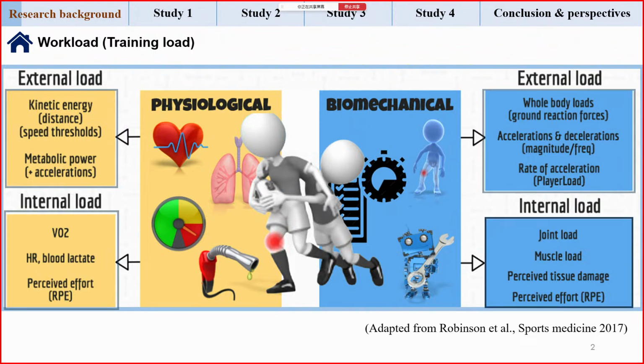And from a biomechanical perspective, external load includes whole body loads, like ground reaction forces measured by the force plate, and acceleration, deceleration characteristics, and player load. Internal load includes joint load, muscle load, perceived tissue damage such as pain scores and RPE, for example, how much players' legs are affected.